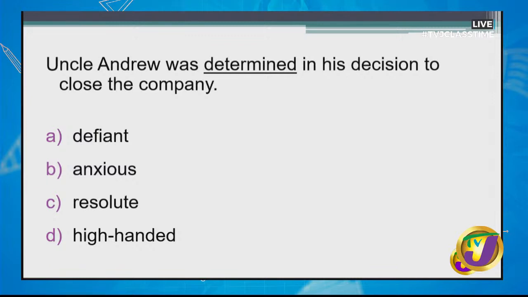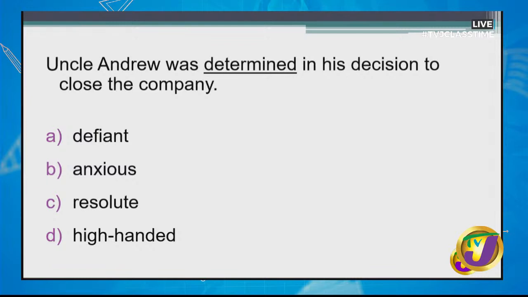Now, look at our options. We have defiant. He was defiant in his decision. Anxious. He was anxious in his decision. Resolute in his decision. High-handed in his decision. Now, if you think carefully, when you describe someone as being determined, do you describe them as just being defiant? Do you describe them as being anxious, as being resolute, or being high-handed? I can almost guess that quite a number of people are going to be distracted by one of those words.